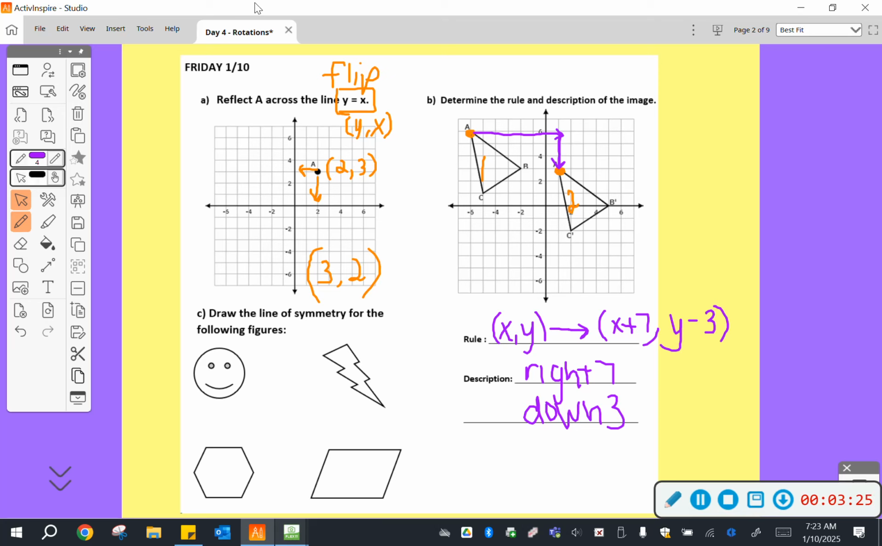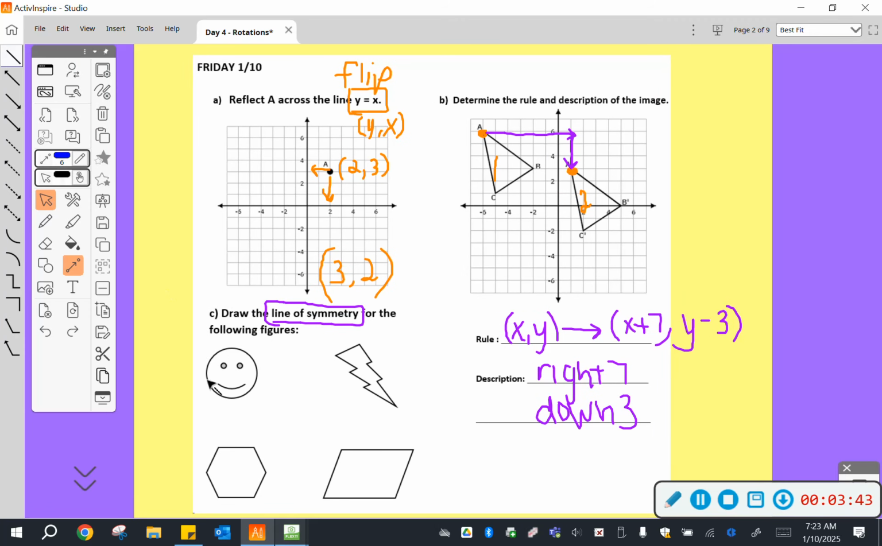Last but not least, draw the line of symmetry for the following figures. What does this mean, line of symmetry? Horizontal, vertical. You're drawing a line that cuts it in half where it would be the same on both sides. Can you cut a smiley face in half where it's the same on both sides? Yeah, you can. Do y'all agree it's the same on the left and the right?